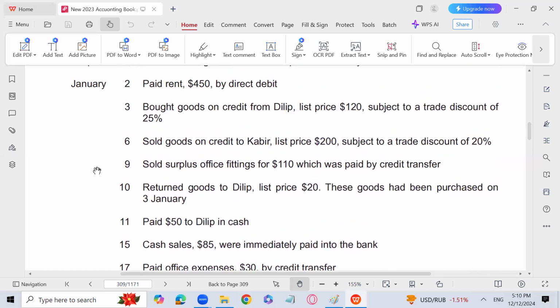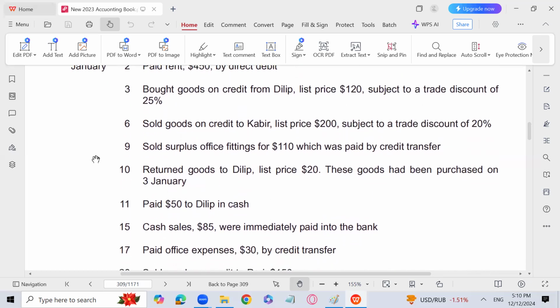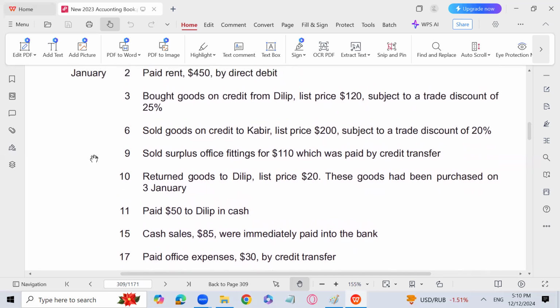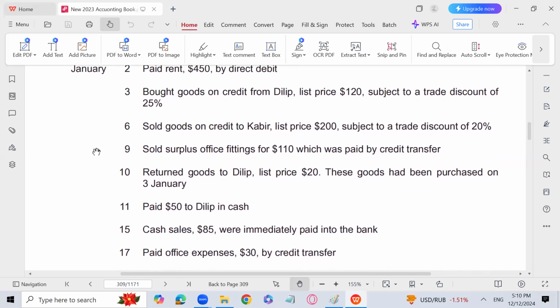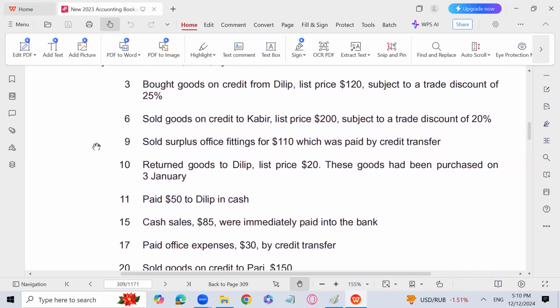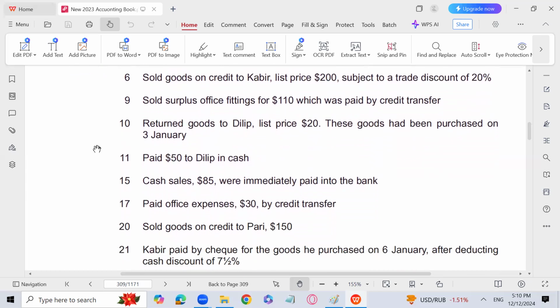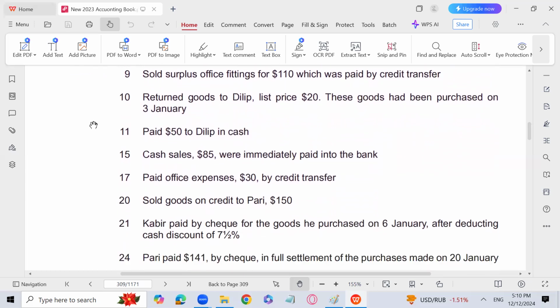If we just look at the question, on 6th of January we have sold goods to Kabir 200 with a trade discount of 20%, so 160. And that 160 amount we are receiving from Kabir. So bank is going to be debited, discount allowed debit, and Kabir is going to be credited. I will calculate 160 into 7.5%. That will be my discount allowed.